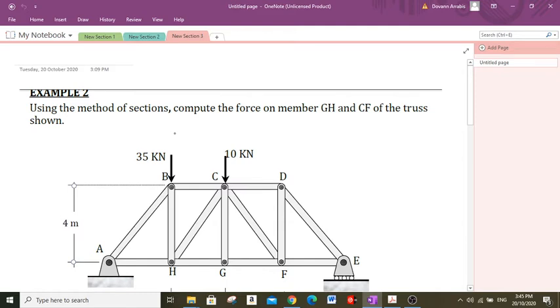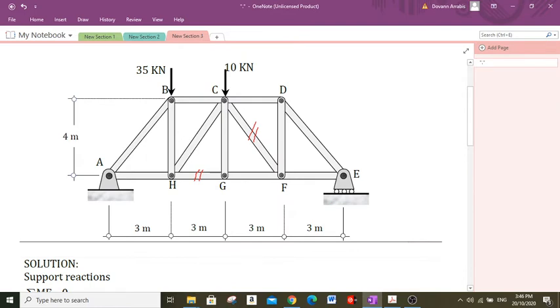So here's the problem. Using the method of sections, compute the force on member GH and CF of the truss shown. So member GH, this one, and CF, this one.